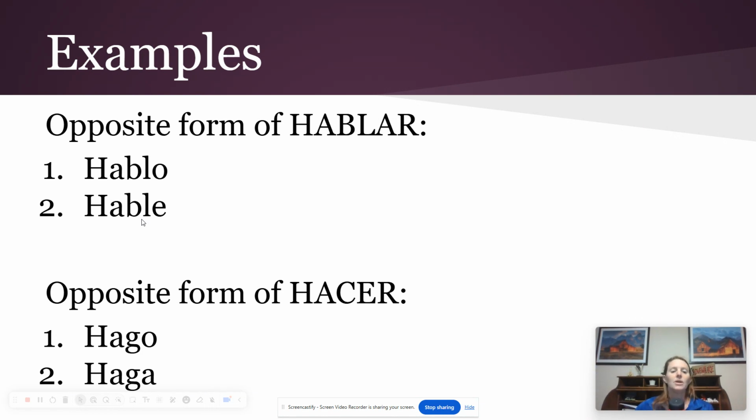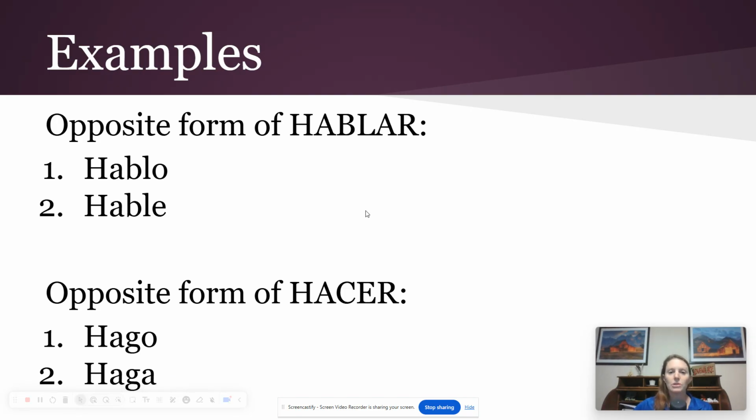Hable. The opposite form of hacer, the yo form of hacer, to do or to make, is hago. We would replace that O with an A, since this is an ER verb, so it would be the opposite thing. We would replace it with an A. And so the command form or the opposite form or the subjunctive form of hacer is haga. So that's do. Do this. So, if you're asking your tour guide, do something for me, a polite command would be haga esto por mí.